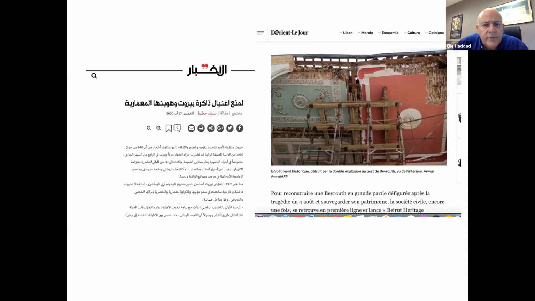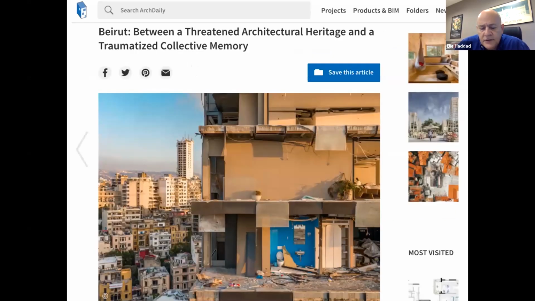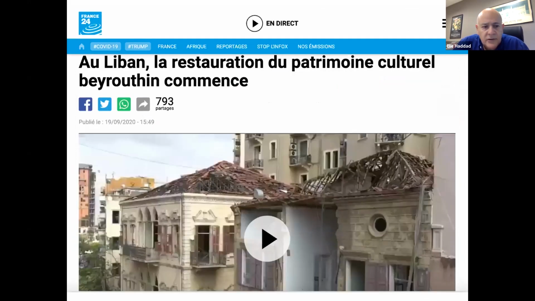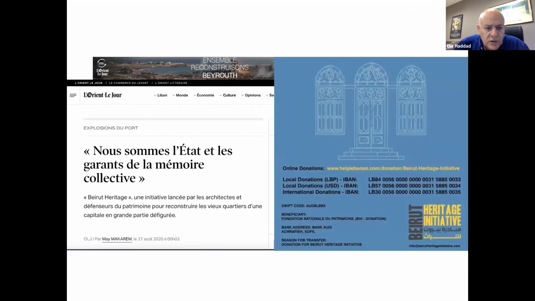Already, of course, in the local press, in the French press, the Arabic press, we had a lot of articles also on this issue of the preservation of Lebanese heritage, the preservation of the identity of Beirut. And it even reached ArchDaily, architectural websites. It has percolated to the international media and international associations. And of course, the international press, especially the French press, has been very vocal about this issue.